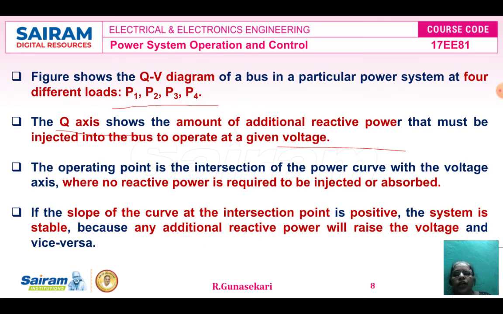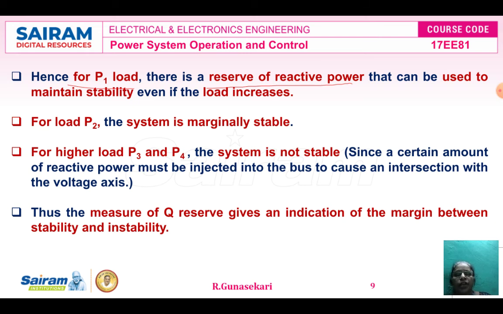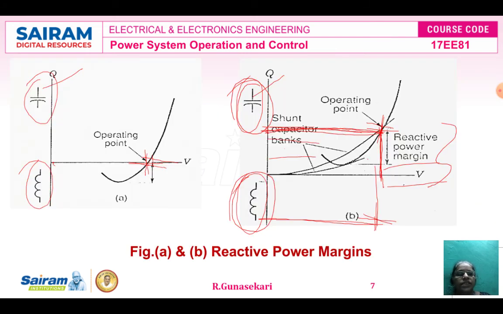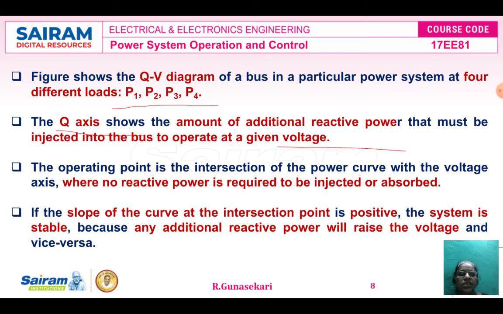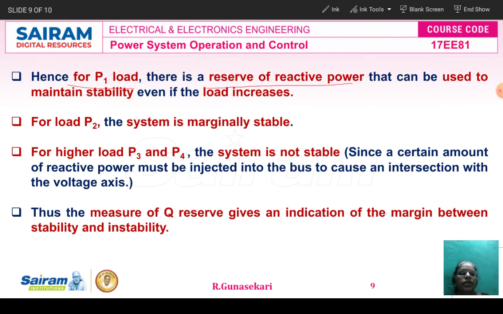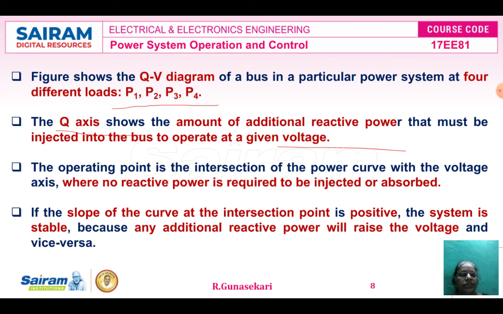Then for higher loads, P3 and P4, you see in the diagram the system is not stable. This is unstable. What does not stable mean? It means a certain amount of reactive power must be injected into the bus to cause an intersection with the voltage axis. So the measure of Q reserve gives the indication of the margin between stability and instability. That is called the reactive power margin, which is shown in this diagram.